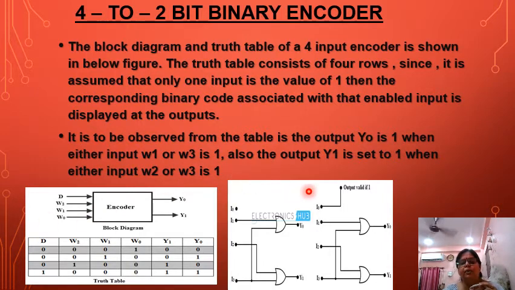Also see, output Y1 is said to be 1 when either input Y2 or Y3 is 1. Here we have written when Y0 is 1: when either Y3, W1 or W3 is 1. Like that it will go on. This is the logic diagram of this. Go through it very thoroughly.